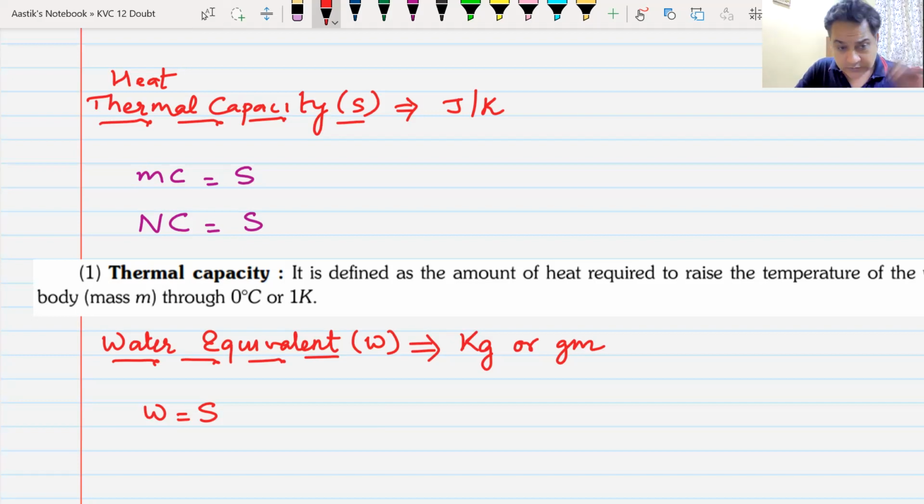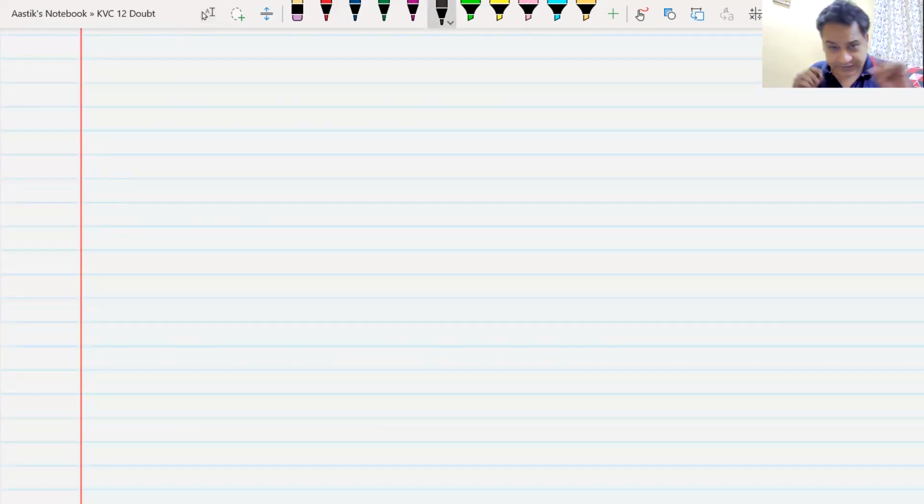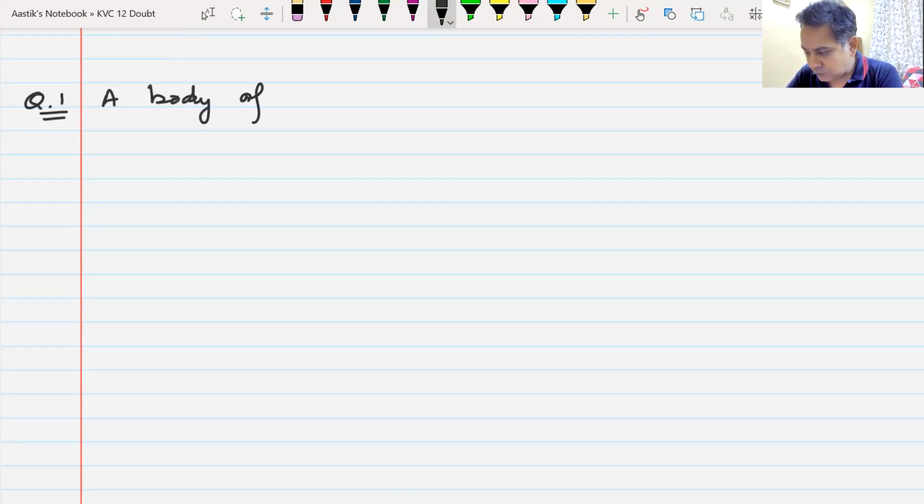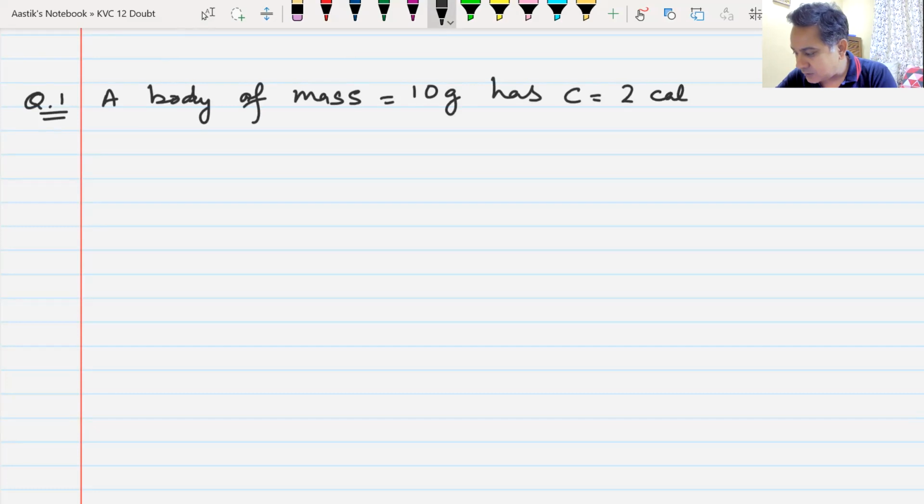Yes, sir. Let me now put a question in 3 different ways and let us see how it turns out in all 3 cases. This is a simple example. A body of mass 10 grams, and I will make this question in CGS units. It has small c as 2 cal per gram per degree Celsius. Find delta Q. I hope you understand the meaning of delta Q.